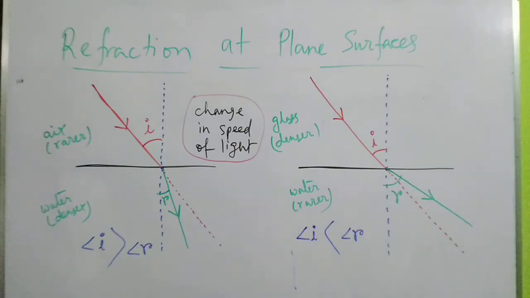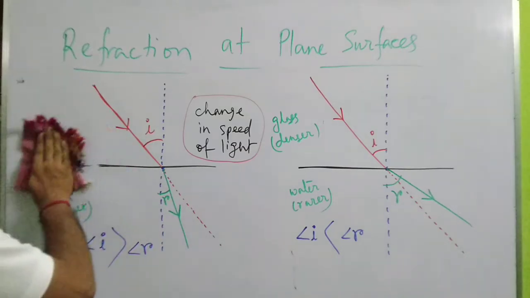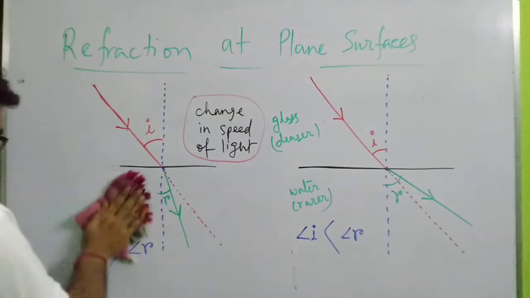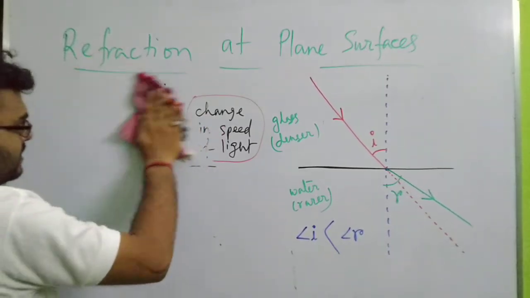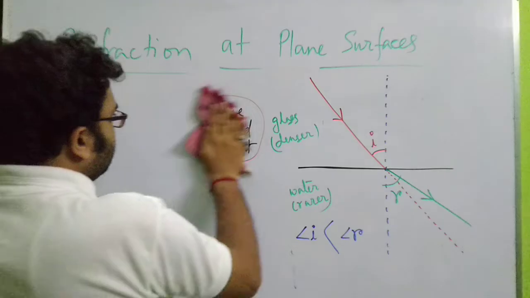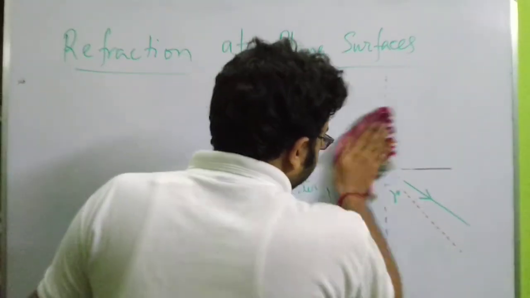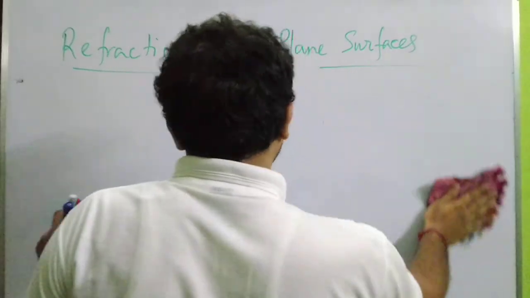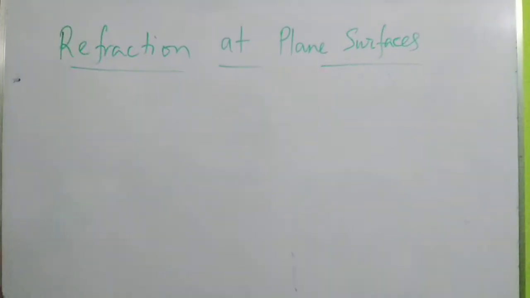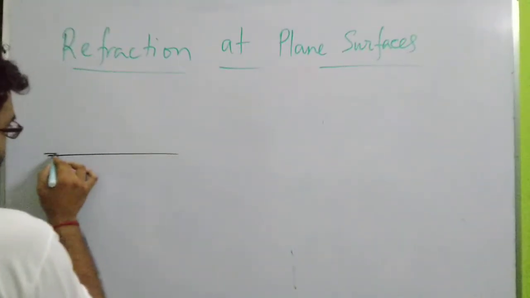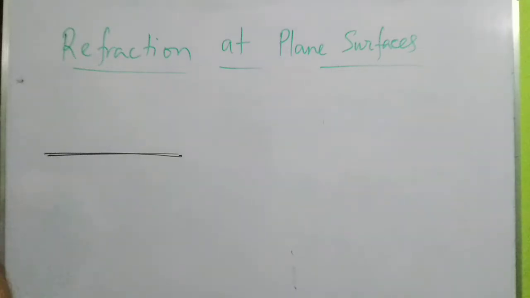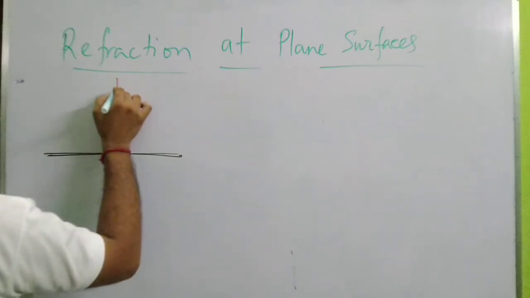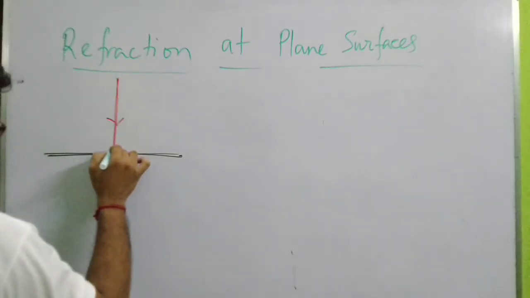Now let us move on to the case where the light falls normally or perpendicularly to the surface separating two media. Then what happens? Let us draw the case, then it will be easier for you to understand. Consider that this is the surface separating two media. The incident ray is falling exactly perpendicularly, so at 90 degrees to the surface.